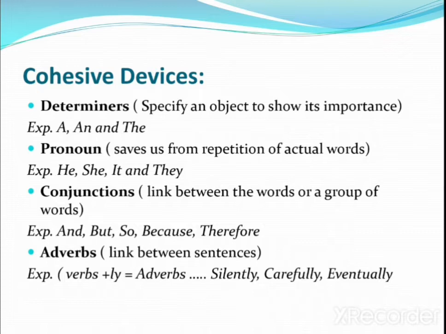Conjunctions. Conjunctions are those words which link between words or a group of words. For example, and, but, so, because, or therefore are called conjunctions. Adverbs. Adverbs are those words which link between sentences. For example, when a verb is joined by the suffix ly, it is called an adverb. Silent is a word and we join ly with this and make it silently. It becomes an adverb. Same is the case with carefully and eventually.